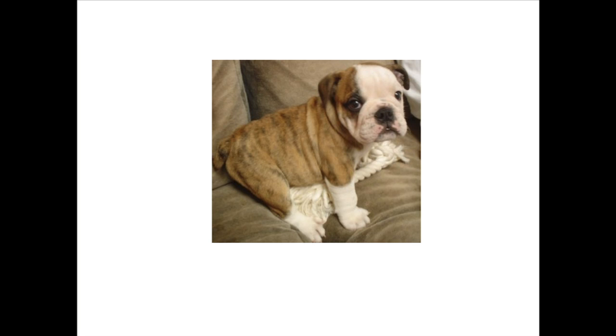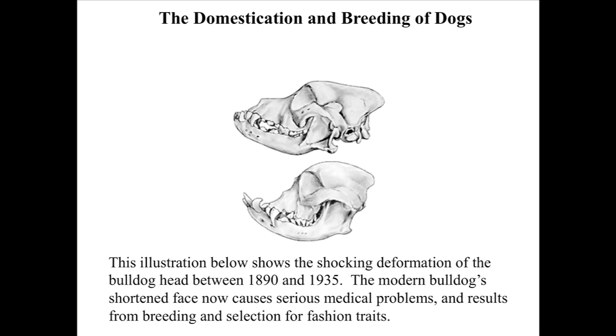The bulldog was also invented by humans. And if you look at the domestication and breeding of bulldogs, this illustration shows the somewhat shocking deformation of the bulldog head that occurred just between the years of 1890 and 1935. So the compression of the bulldog's face, this shortened face that some people find endearing, also causes the dog breed serious medical problems. So in its selection process, certain deformities also came with those genetics. And that's also true for other dog breeds.